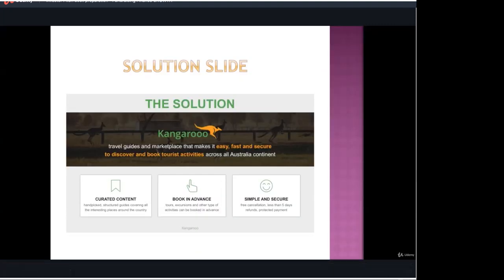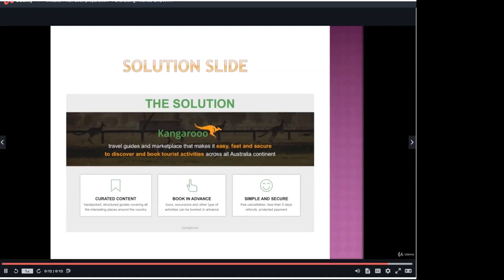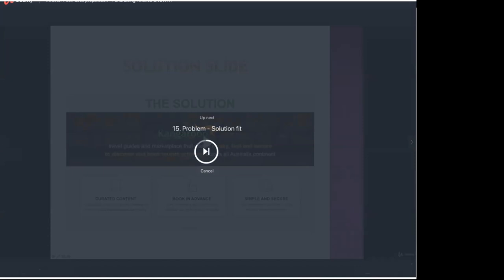This is the solution slide for Kangaroo, the travel app.